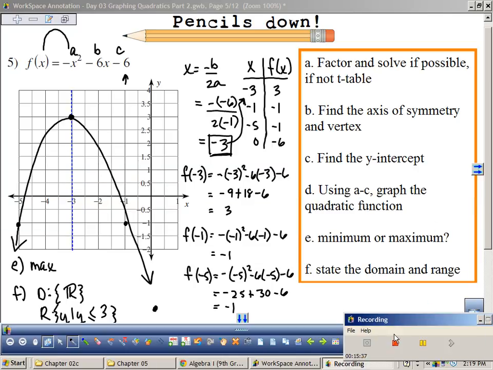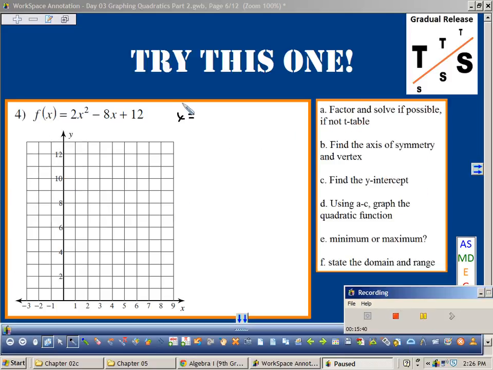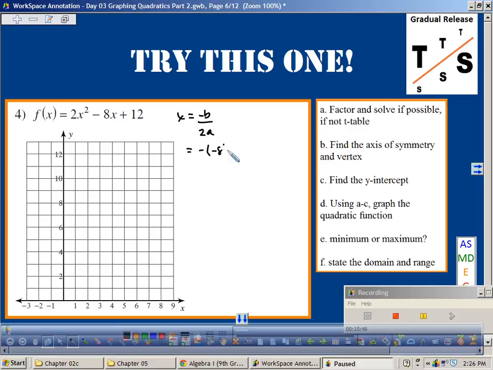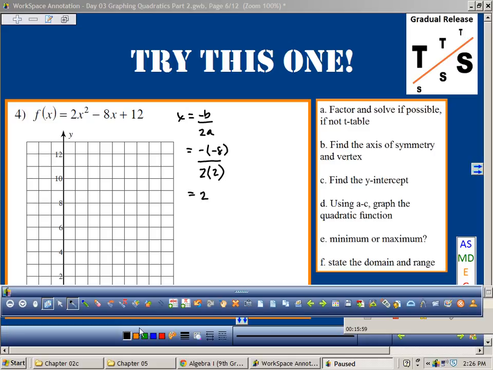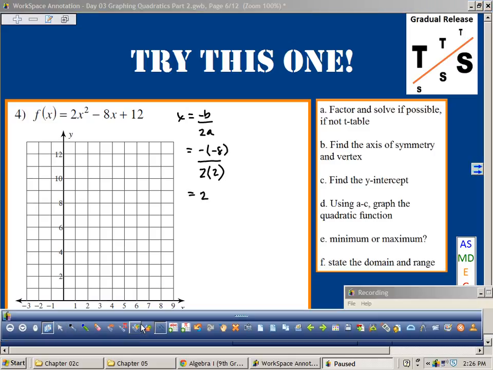All right, do you guys still need this to copy it down for a quick second? Okay, so let's do this one together. We're going to start with our axis of symmetry, so negative b over 2a, which equals negative negative 8 over 2 times 2, which is positive 8 over 4, which is positive 2. My axis of symmetry is right here.